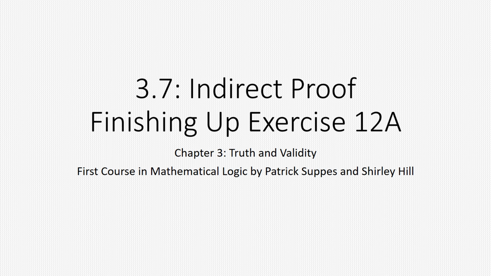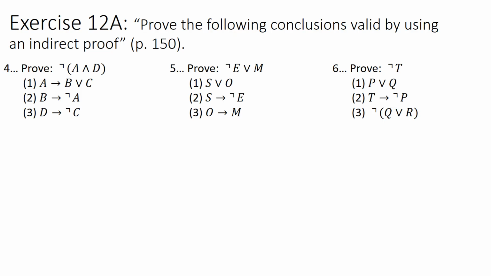Howdy, let's complete exercise 12a, section 3.7, indirect proof. Continuing on with our examples, let's look at problem 4. We want to prove that it is not the case that both A and D are the case.